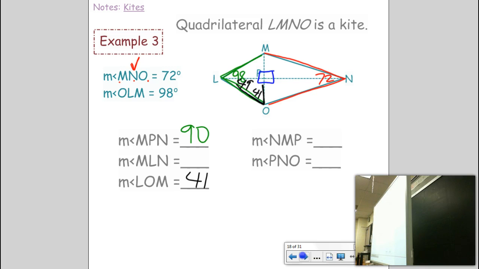Austin, give me an angle, any angle. MLN is 49. M-L-N. Awesome. 49, because 98 got bisected, cut in half, divide by 2. 49, 49.